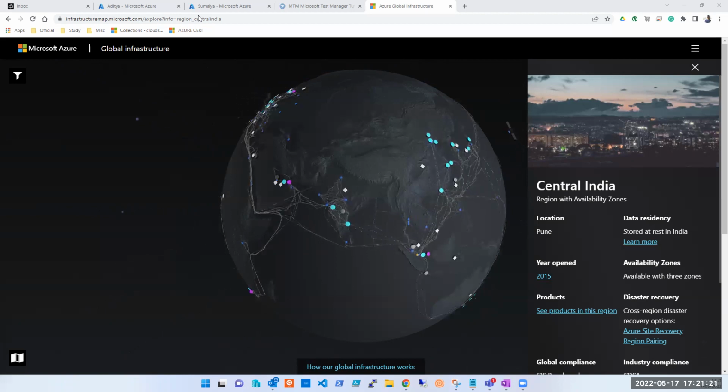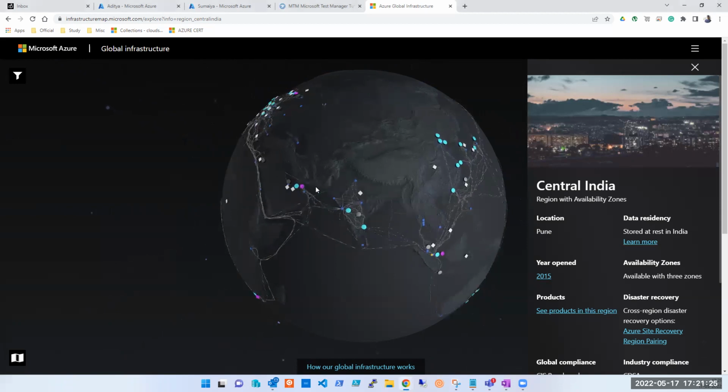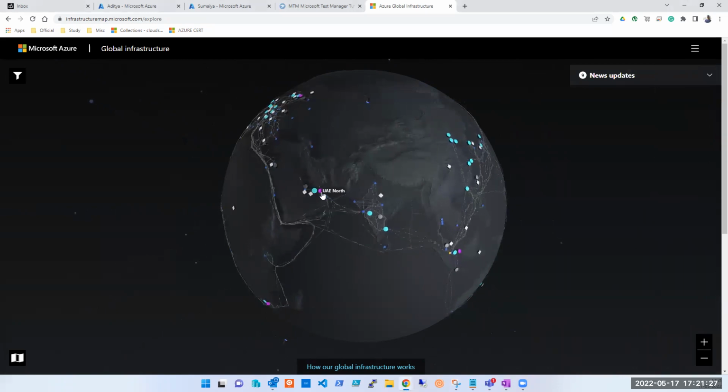Where there is an availability zone, for example this region, it has availability zone. And how do I know this? Looking at the color. So this region has availability zones. But still, if I want, I can use availability set here. Just because there is availability zone, that does not mean I have to use that. Is it clear, guys? Got it.